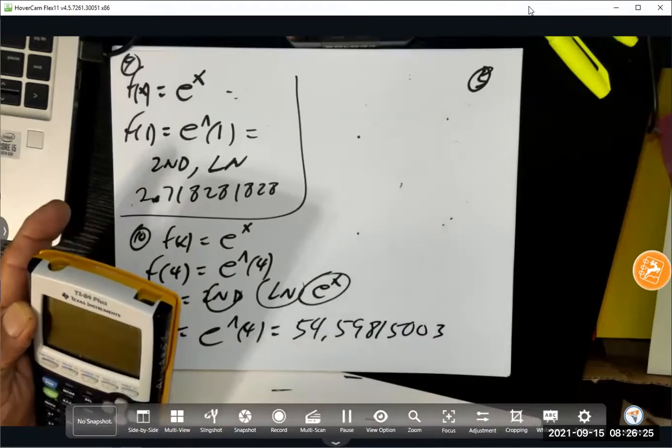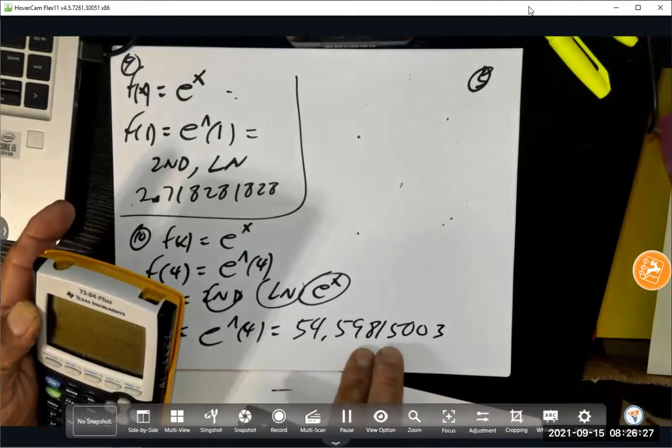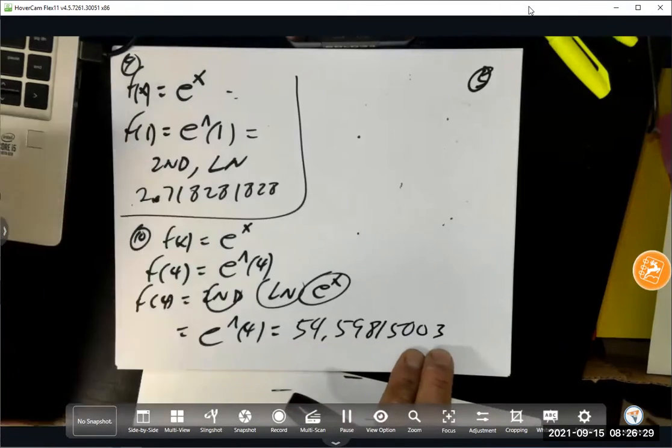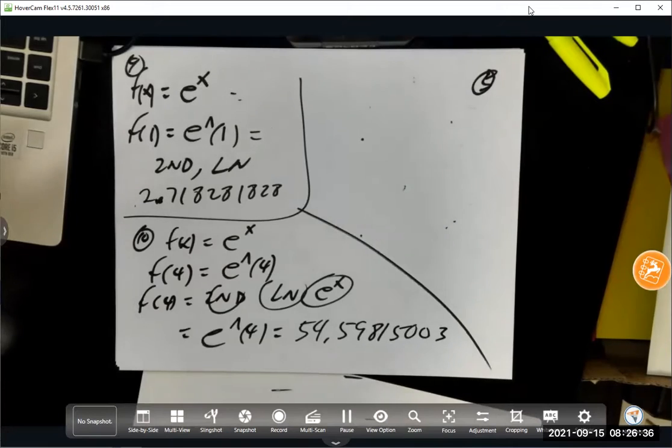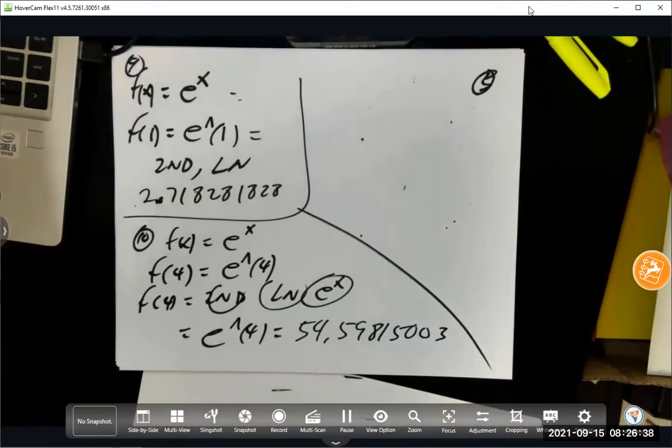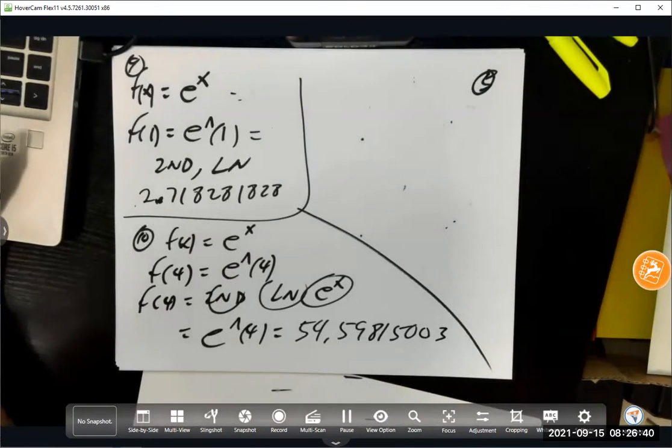54.59815003. Is that right? 54, 59, 81, 5003. Is that what you get? 81, doing the calculator, 503. 54.59. Yep, that's it. Okay, so it's okay so far.